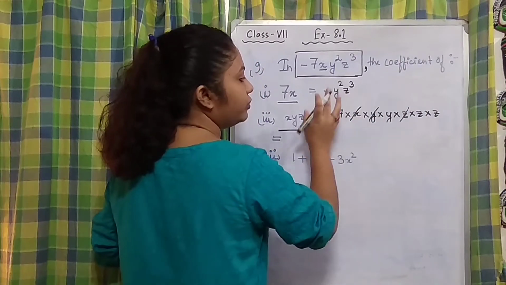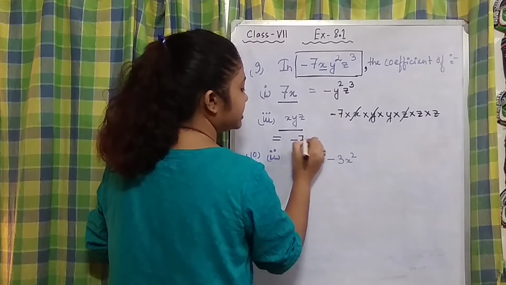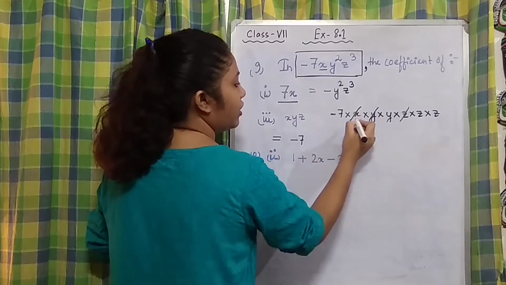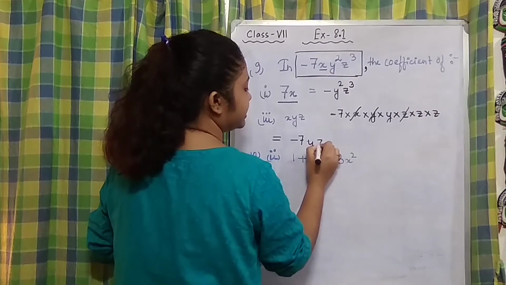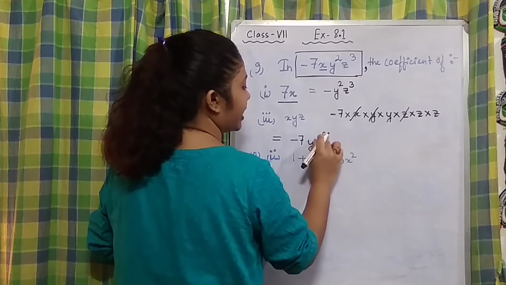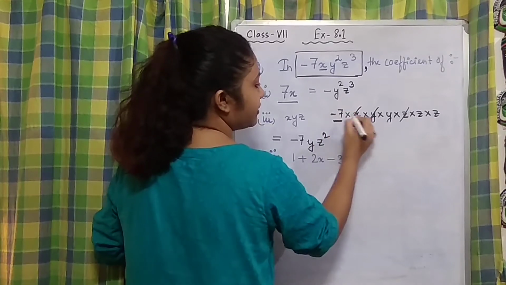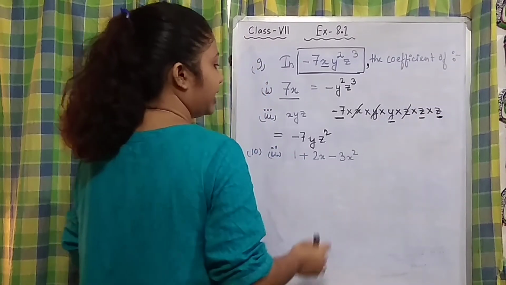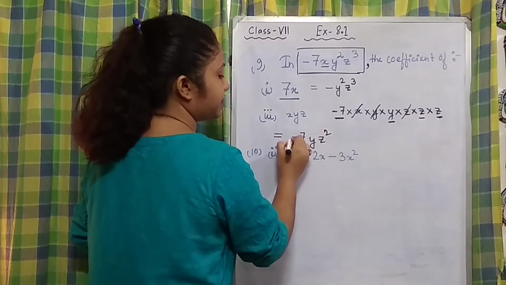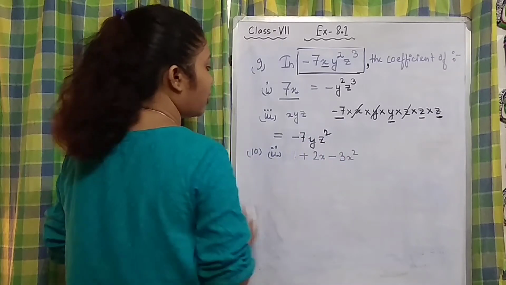Now we are going to write the remaining of the term. What is remaining? Minus 7, 1 y and 2 z's, that means z square. So here minus 7 y z z. That's why the coefficient is minus 7 y z square. Alright, this is how we do it.